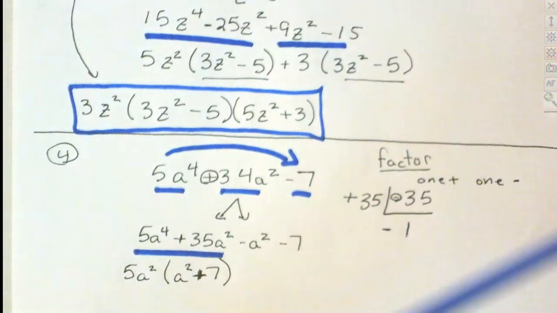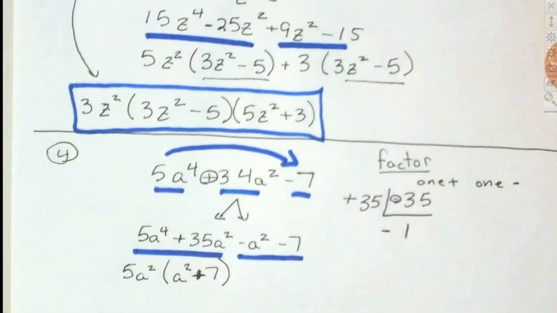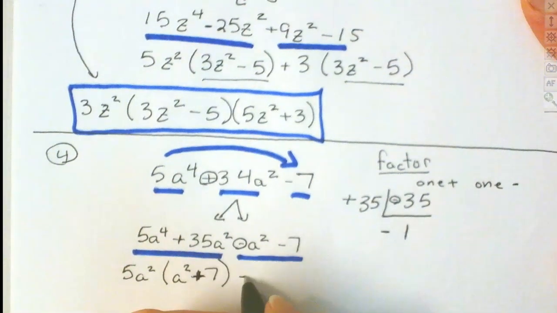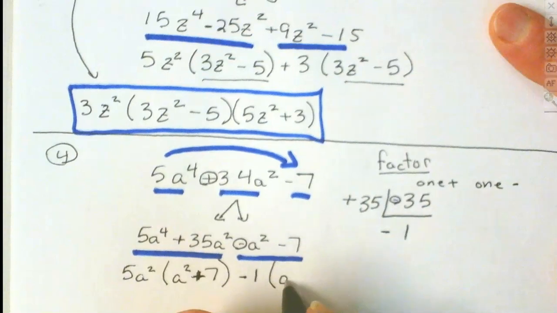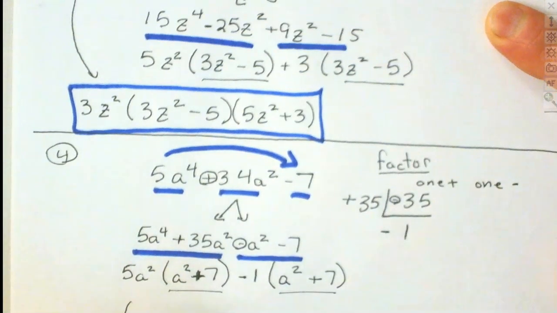Now, how do we make it work with the next 2? Well, the next 2 components here, what do they begin with? Negative. It begins with a negative. What do you factor out? Negative 1. So that then leaves you with an a squared, change your sign, plus 7. These are now the same. So a squared plus 7 comes out. Gone, gone. What's left over? 5a squared minus 1.